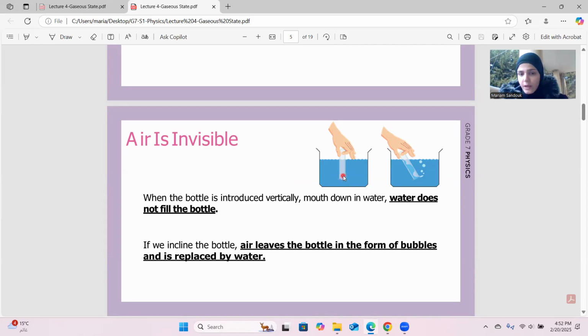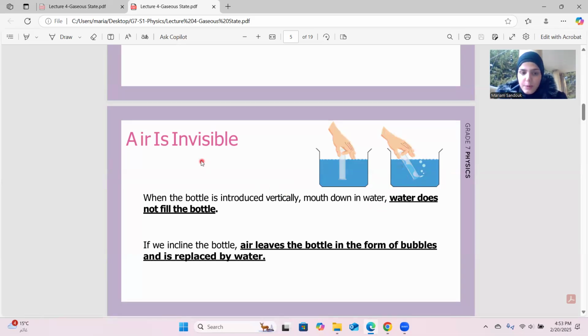You can try it at home. And we cannot see anything. So it's an empty beaker. In fact, it's not really empty. It's filled with air. But this air is invisible, so we cannot see anything. And the beaker will not be filled with water because we have air inside. However, if we incline this bottle and let the water go inside, air escapes in order for water to go inside. So we observe air leaving the bottle in the form of bubbles and then replaced with water.